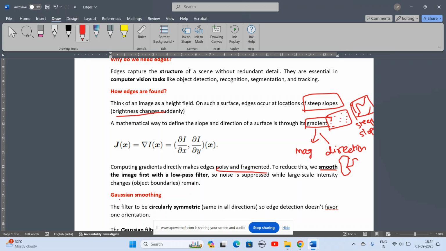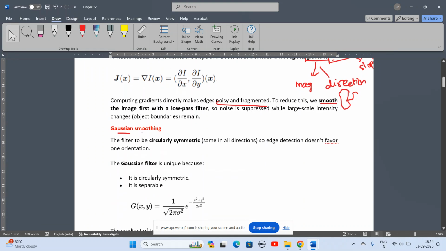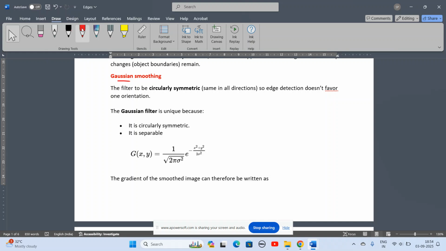Smoothing means I'm going to take a Gaussian filter. The Gaussian filter is most preferable because it is circularly symmetric as well as easily separable. Symmetric means it can take all orientations, so many directions will be applicable here. Separable means I can filter my image either row wise or column wise. It can be divided. So the Gaussian filter is most preferable for smoothing. This is the Gaussian filter formula: 1 divided by 2 pi sigma square, e power minus (x square plus y square) divided by 2 sigma square.